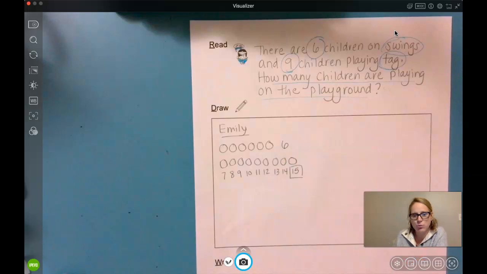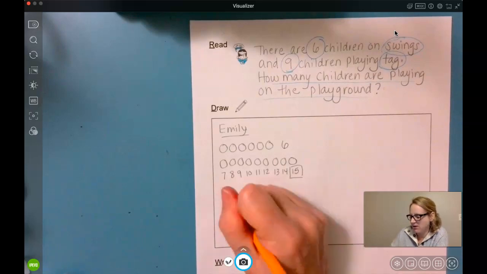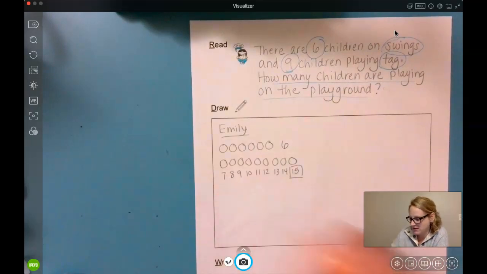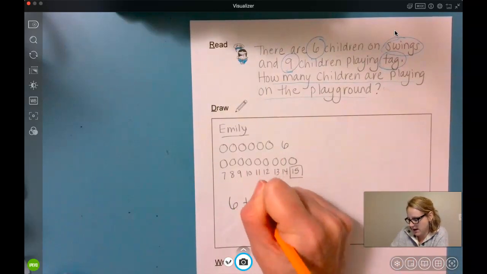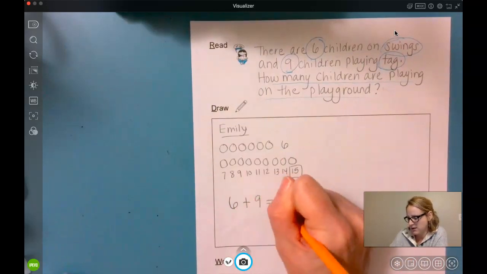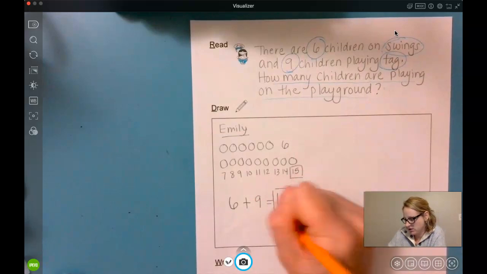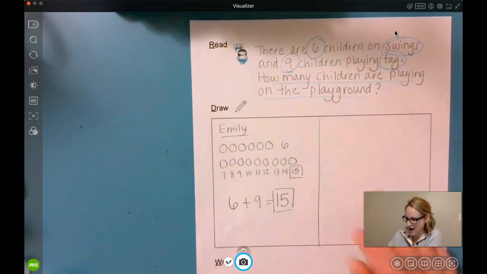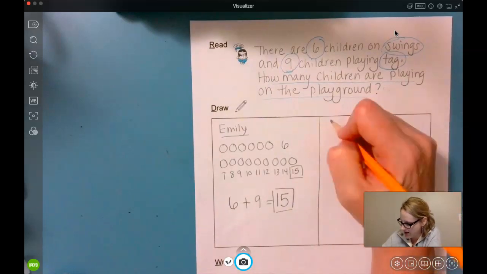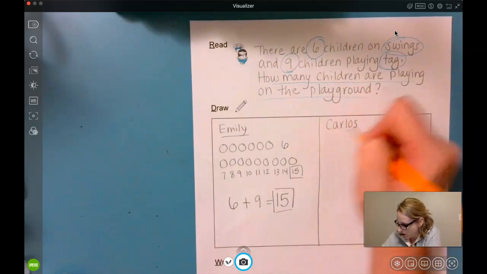Emily, how many children were playing on the playground? 15. Good. And Emily's number sentence to represent her strategy is 6 plus 9 equals 15. And hopefully eventually your students can share that number sentence too. Great. There's one more strategy I wanted to share with you today, and that's from Carlos.